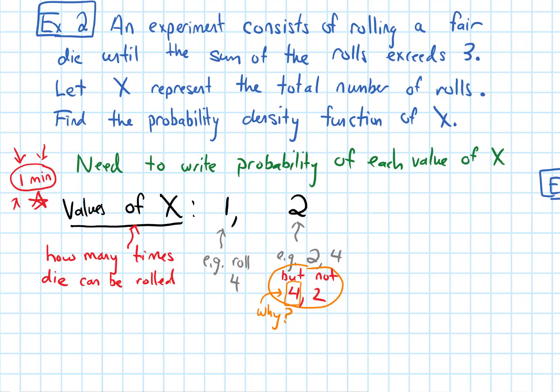Okay, so let's continue on with other values of x. Can I roll it 3 times? And the answer is yes, sure, I could roll it 3 times. Here's one example: I could roll a 1 and then a 1. So that's a sum of 2. And then maybe I roll a 2 after that. That third roll brings me up so that the sum is higher than 3, so I would stop. And then I could also do 4 rolls.